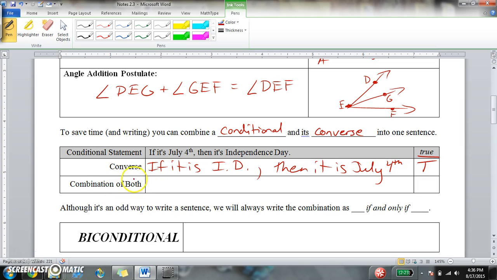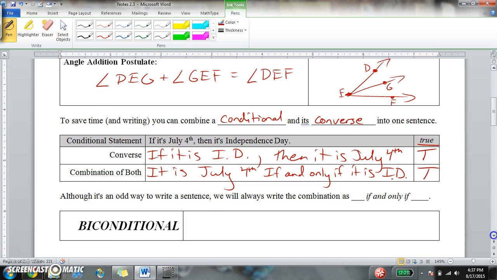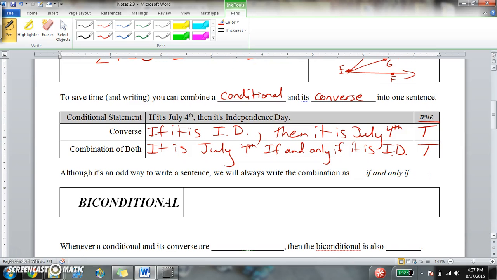The combination of the two, we're going to write it as, it is July 4th if and only if it is Independence Day. And that would also be a true statement, again, assuming that we're in America. So, although it's an odd way to write a sentence, we're always going to write the combination of the original statement, the conditional statement, and the converse as A, if and only if B.